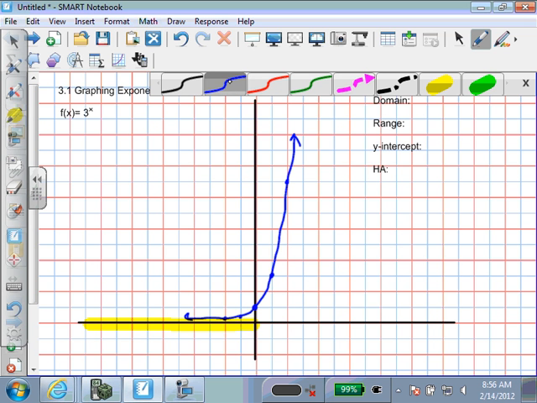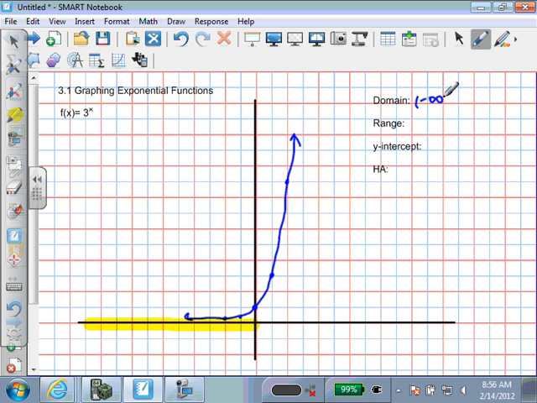Okay, so what is the domain of this exponential function? The domain appears to be all real numbers, so negative infinity to infinity. The range, 0, not including 0, to infinity. The y-intercept, 0, 1. And we definitely have a horizontal asymptote. It's kind of a half horizontal asymptote, but it is at y equals 0. So this is an exponential function.